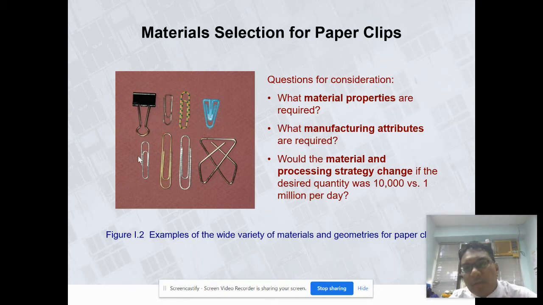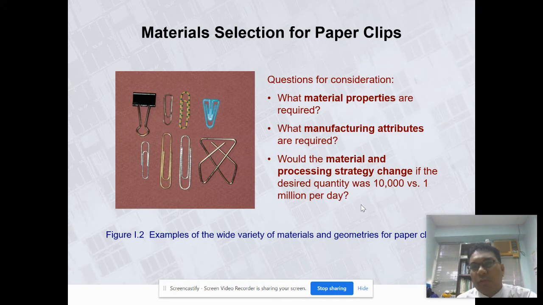Okay, so that is the thing that you have to know also. And also, would the material and processing strategy change if the desired quantity is 10,000 versus 1 million per day? Okay, so if you are the owner of the company of this paperclip product, and in one day you want to produce 10,000 or 1 million, does it change the type of machine, the process and everything?